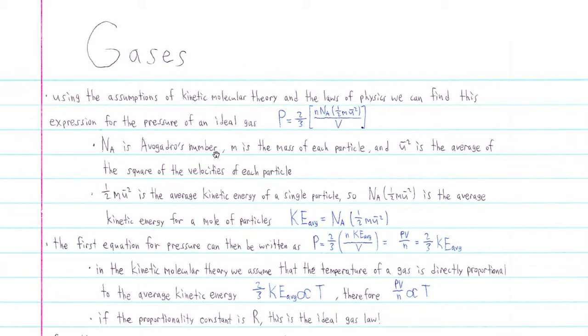So if you're in physics, you know that the kinetic energy of a particle is 1/2 mv squared. And so this expression, 1/2 mu squared, is the average kinetic energy of a single particle. And so if we multiply it by Avogadro's number, then we'll get the average kinetic energy for a whole mole of particles.